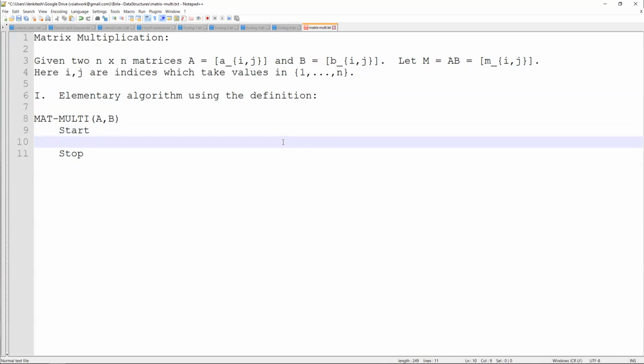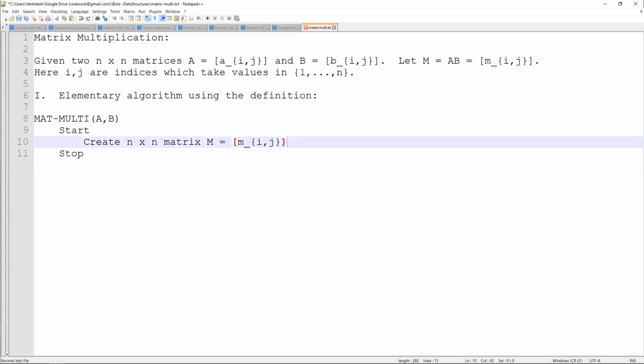So we first need to create the matrix M, which we need to return. Right? So create M equal to Mij, an n by n matrix. There will be some values initialized. That doesn't matter. We could say all Mij's are 0 initially. It really doesn't matter.